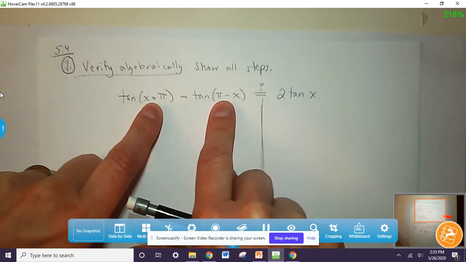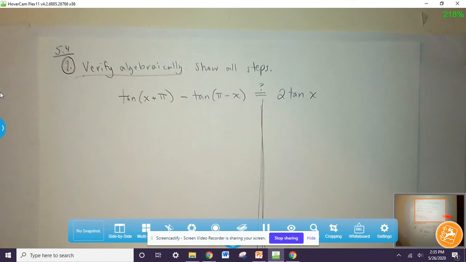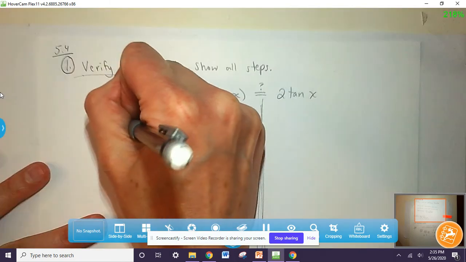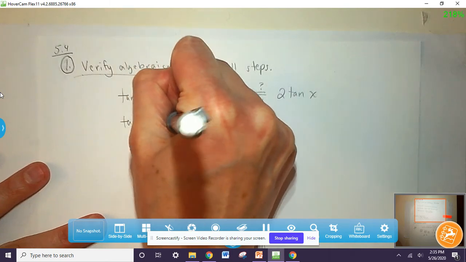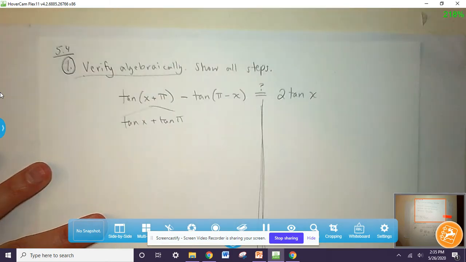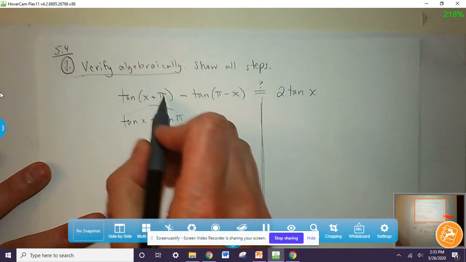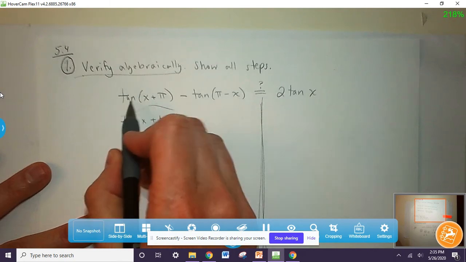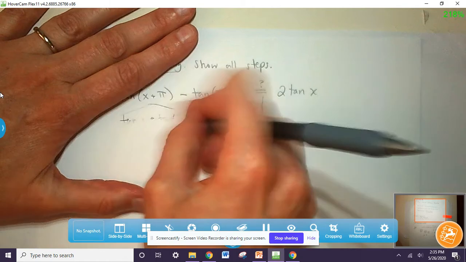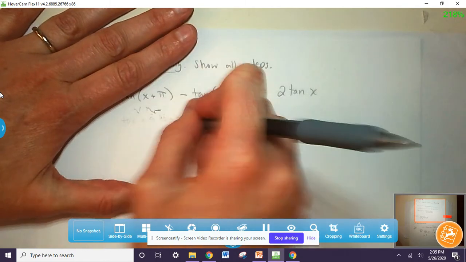Sometimes when people see these, they want to try to make this tan x plus tan pi, but you definitely can't do that, because in this section 5.4, we've learned that if you have a trig function and a sum or difference inside, you can't just do the trig function of the first term and the trig function of the second term. It doesn't work like that. So here's what we're going to do instead.